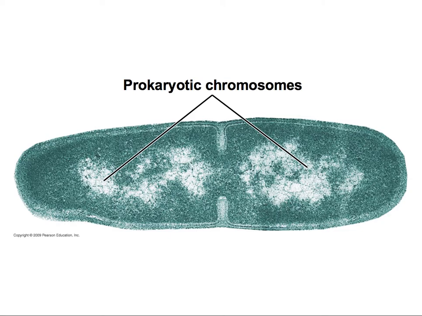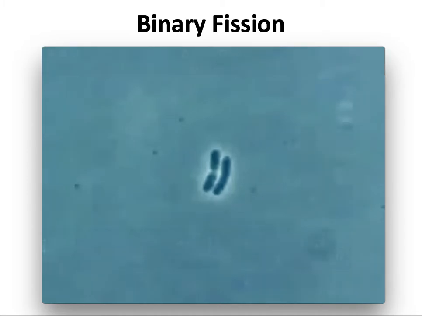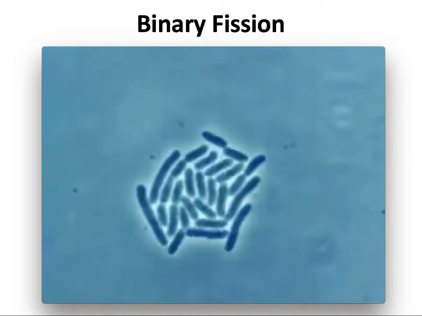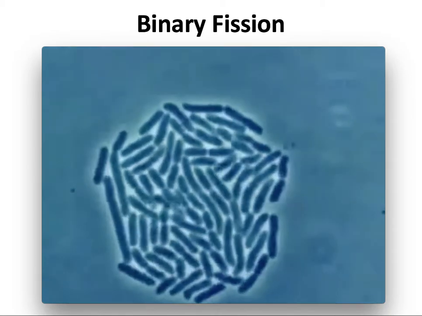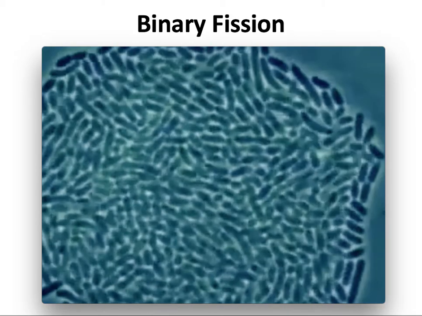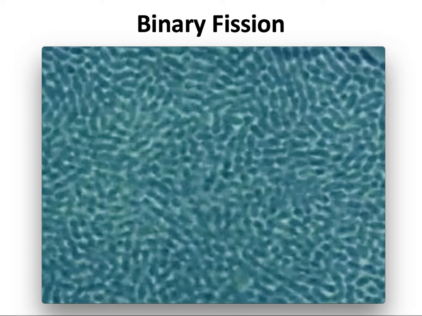So let's take a look at how this actually happens in real time. What you see here is E. coli bacteria reproducing. You can see the binary fission taking place, the bacteria elongating and splitting into two, elongating and splitting into two. So bacteria can reproduce quite quickly, not this quickly. This is, of course, sped up, but once every 20 minutes, right?